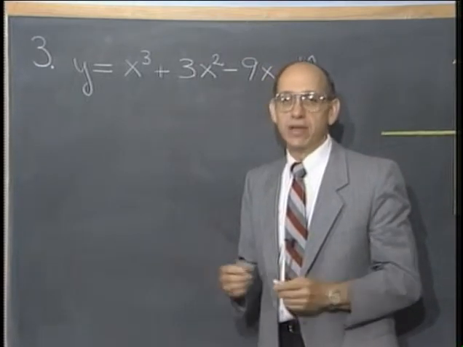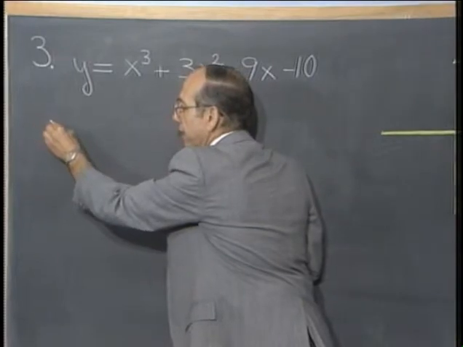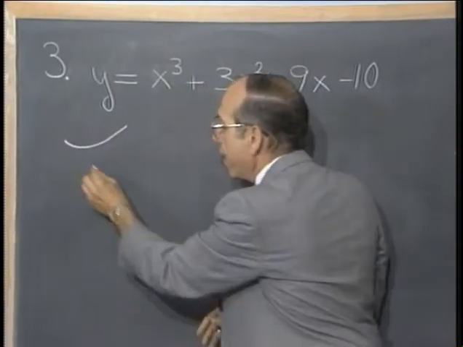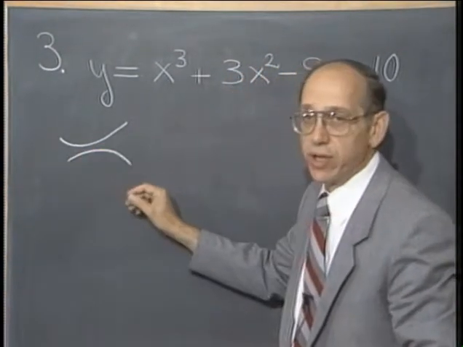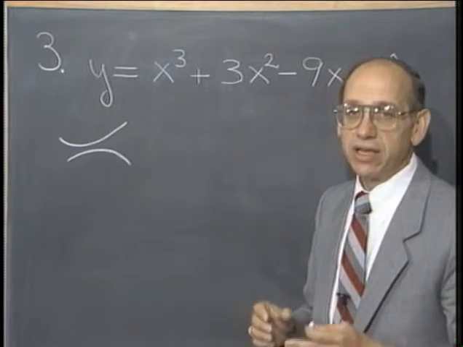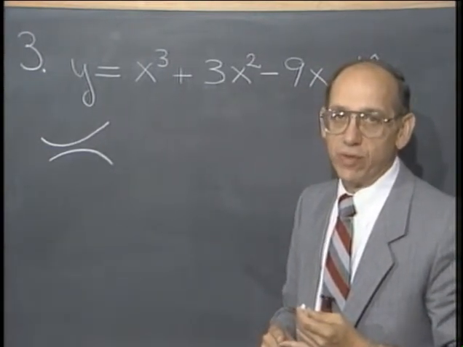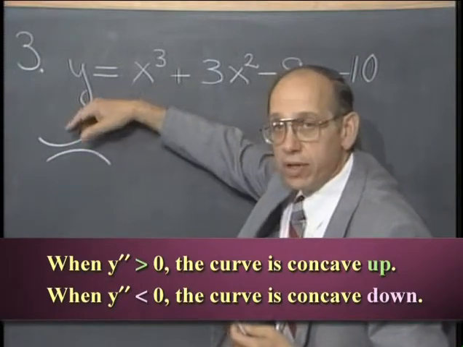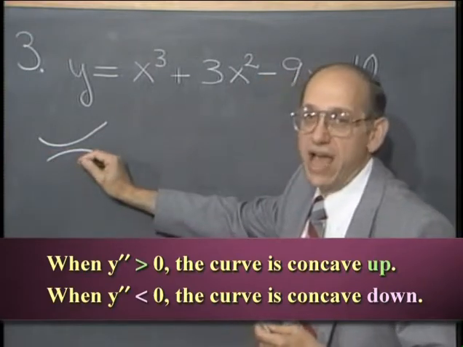Well, what does that mean? Concave up means roughly like this. The curve curves upward. Concave down means something like this, the curve going this way. How do we detect concavity? We look at the second derivative. When the second derivative is positive, the curve is concave up. When the second derivative is negative, the curve is concave down.